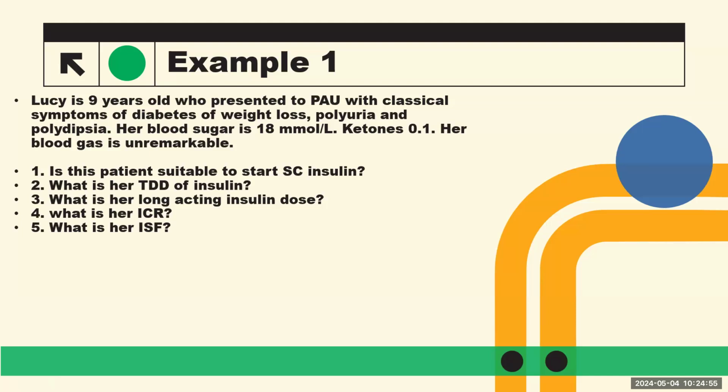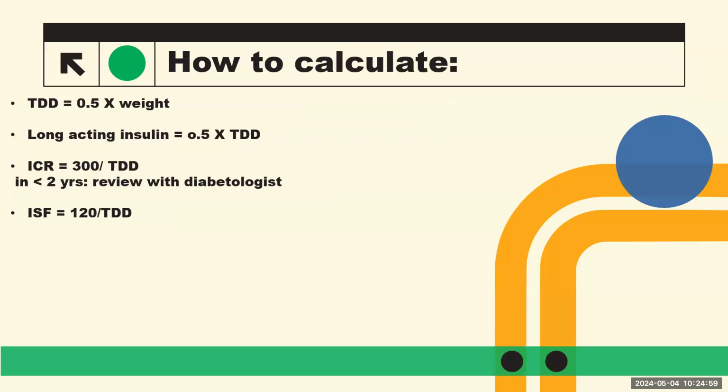So this is the calculation of ICR. It is 300 divided by total daily dose. So in that example, it is 300 divided by 30, isn't it? Then it comes to 10. Actually, 300 divided by 15. The 30 is the weight. So the total daily dose is half the weight, it's 15. Oh, yeah, right. Okay. So ICR is 300 by 15. Does it make sense now? Yeah, thank you.